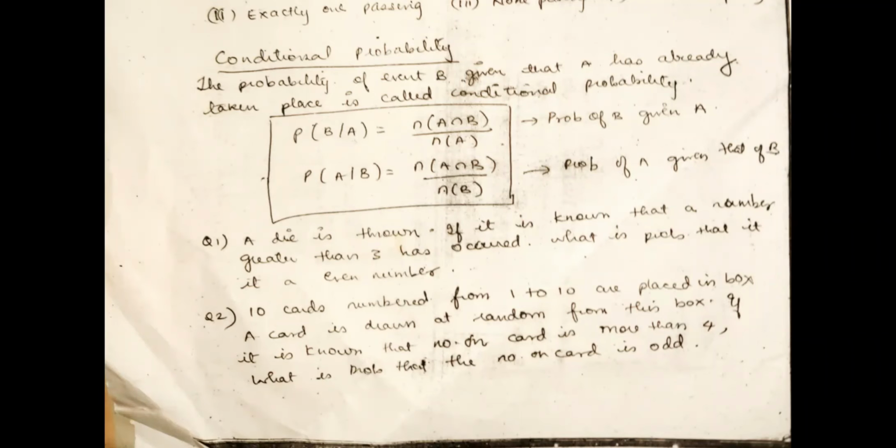Now a card is drawn at random from this box. So what is known, given, is A. You can consider given that it is more than 4. So what all are the numbers? 5, 6, 7, 8, 9, 10 will be your events for A. Now what is B asking? B is the number on the card is odd. So in general, which all will be the odd numbers you have to write?